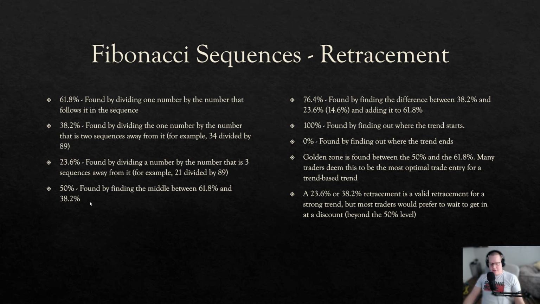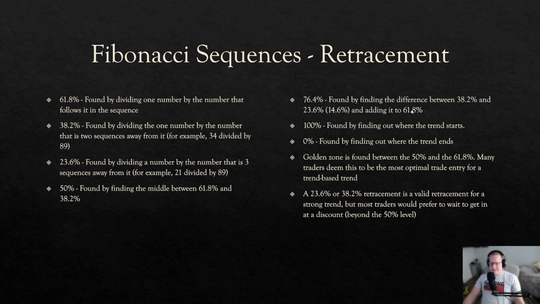50% is not actually found by the difference between 0 and 100. It's actually from 61.8 and 38.2. 76.4% is found by finding the difference between 38.2 and 23.6, which is 14.6, and adding it to 61.8. 100% is found, for the sake of finding them in retracements, by finding out where the trend starts, and the 0% is found by finding where the trend ends.